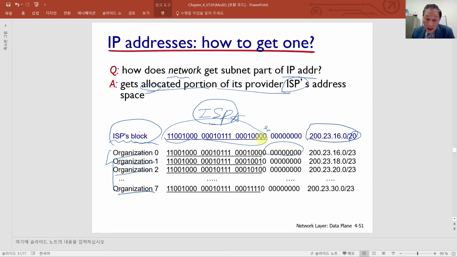Okay, here that line is wrong. Here 20 means 16 and until here. Okay, I'll use another color pen. Okay, 20 bit means here until here. 16 and 4 bit, that is 20 bit. This one means here. This one is used for subnet ID. Next part, that will be used for host ID.